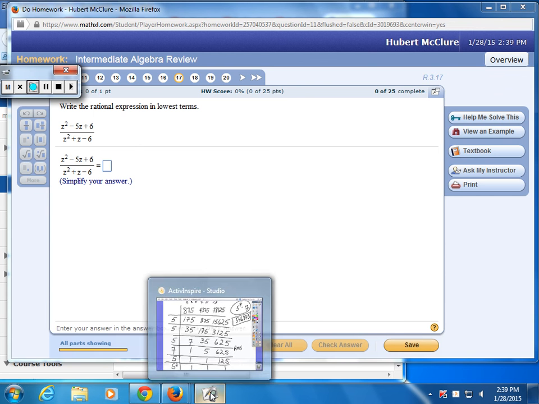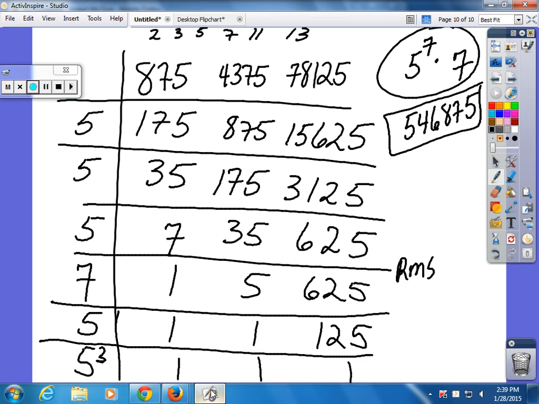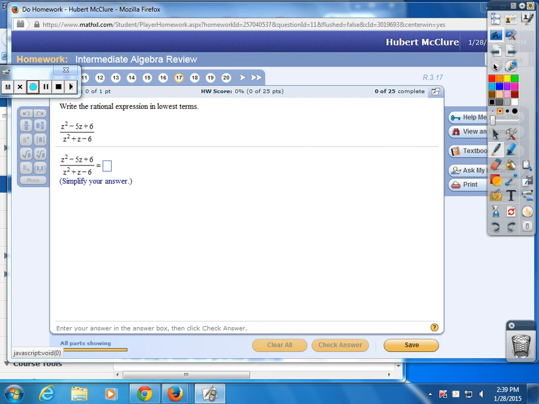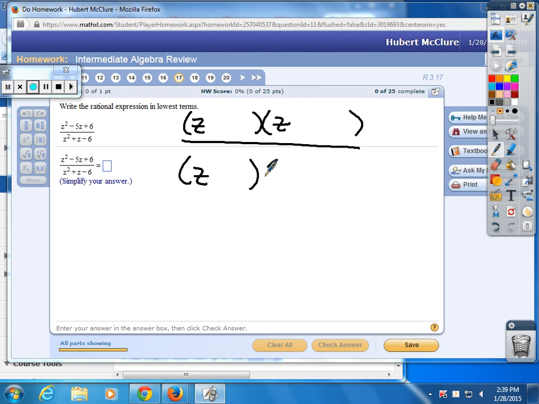The reverse FOIL method. Pronounce it however you like. I think we did this. No. Z. Z. Z. And Z. All right? I did that much for you.